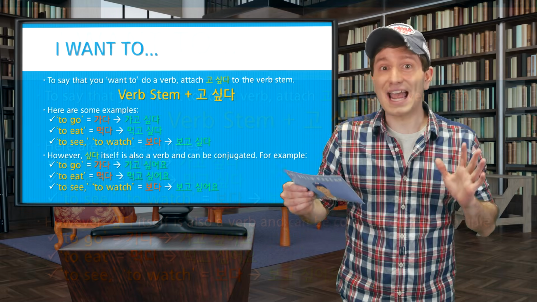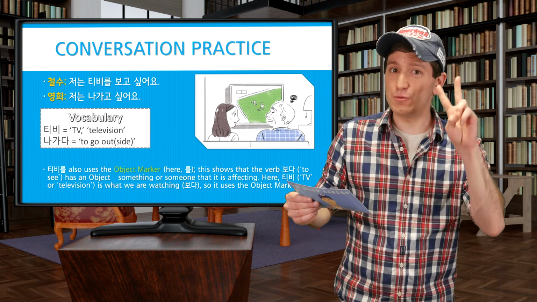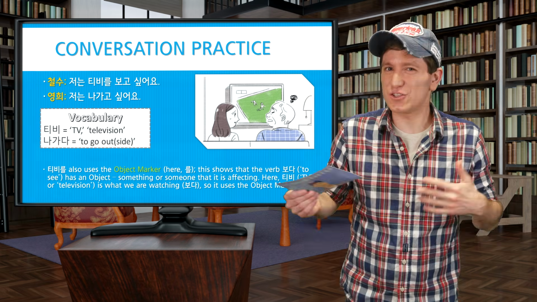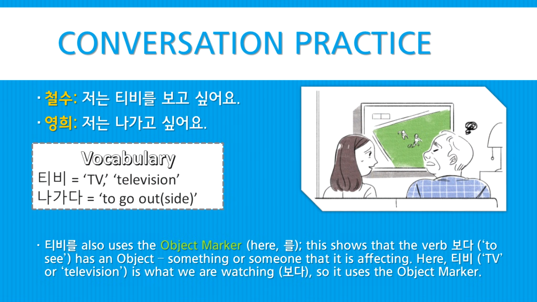So let's take a look at an example conversation between two people, 철수 and 영희, and they're talking about what they want to do. 저는 TV를 보고 싶어요. I want to watch TV. 저는 나가고 싶어요. I want to go out. Note that TV means television, and 나가다 is the verb that means to go outside.